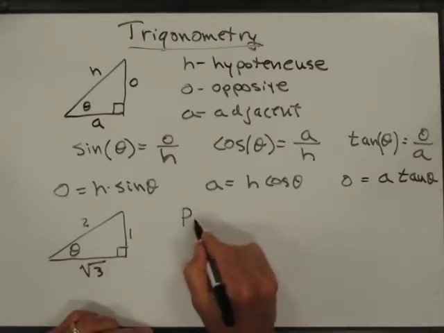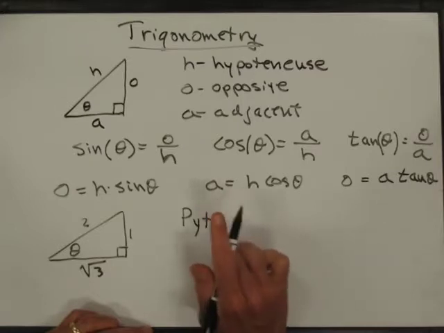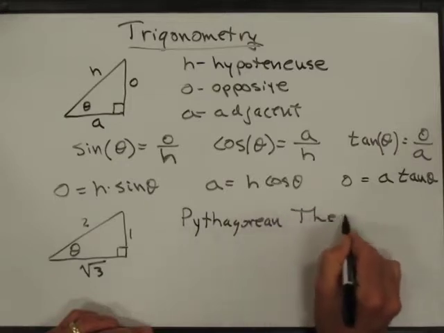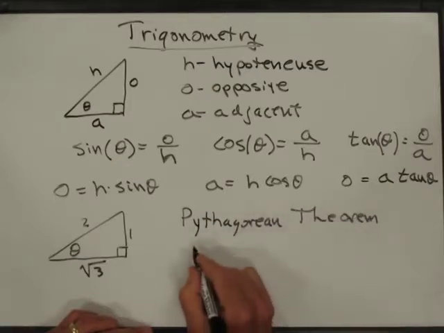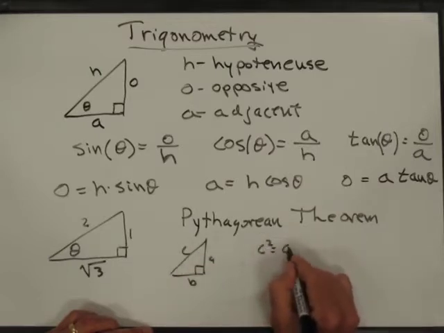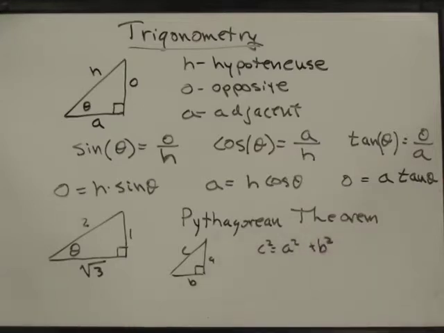And by the way, I don't know if you remember the Pythagorean theorem. If I have a right triangle here, and the sides are a, b, and c, then c squared is equal to a squared plus b squared. And so for this triangle, we can check that, right? 1 squared plus the square root of 3 squared is equal to 2 squared, right? That's 1 plus 3 equals 4. And that checks out.